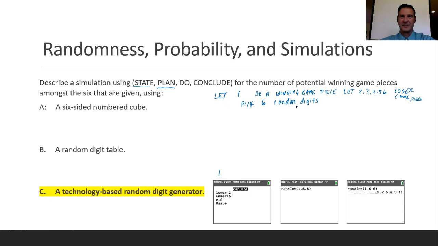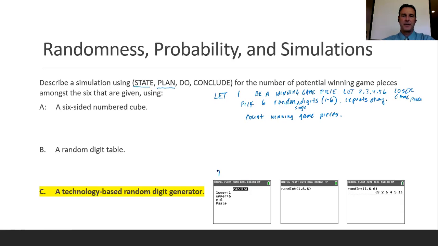Okay, and you can say single digits if you want. Just be a little bit more clear. It's up to you, 1 through 6. Okay, and remember, repeats are okay. Okay, and then what we'll do is we will count the results. Count the winning tickets or game pieces.